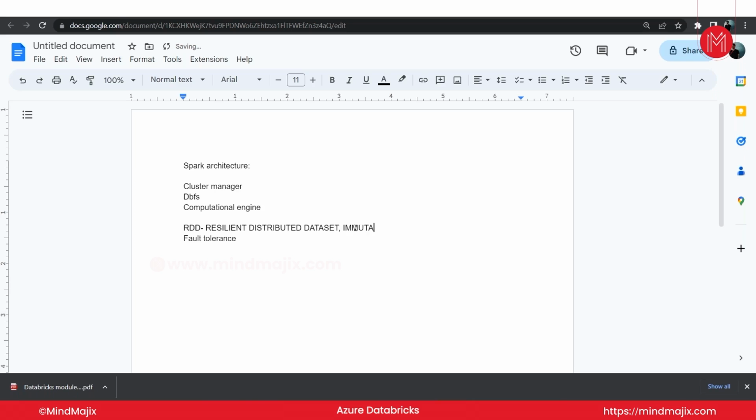So this is the internal storage where all the calculations are done. This is the basic dataset. Internally this is what is happening, but say now we are dealing with a data frame. This data frame is derived from RDD, so it is resilient, immutable and fault tolerant.